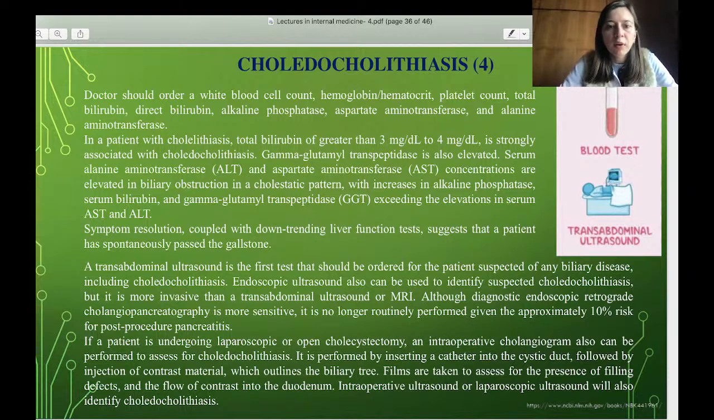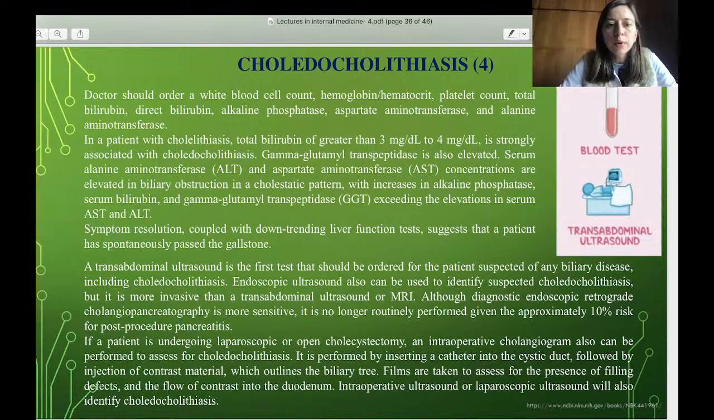or computed tomography. Although diagnostic endoscopic retrograde cholangiopancreatography is more sensitive, it is no longer routinely performed given the approximately 10% risk for post-procedure pancreatitis. If a patient is undergoing laparoscopic or open cholecystectomy, an intraoperative cholangiogram also can be performed to assess for choledocholithiasis.